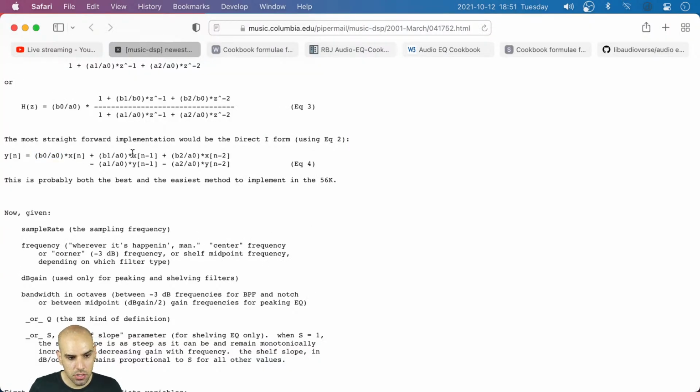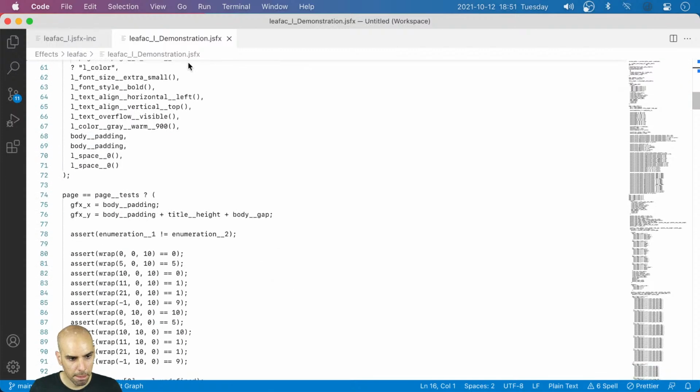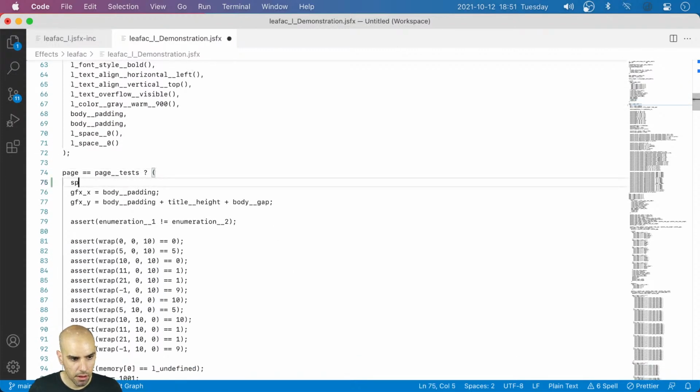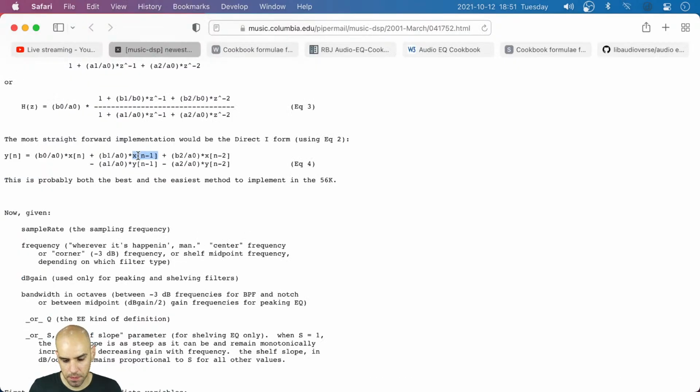And what does X do? X is just the sample that comes in. In this case, it's the current sample or one sample ago. What we in JSFX call SPL0, for instance. That's what X is.